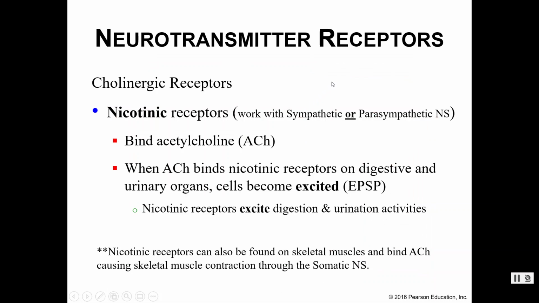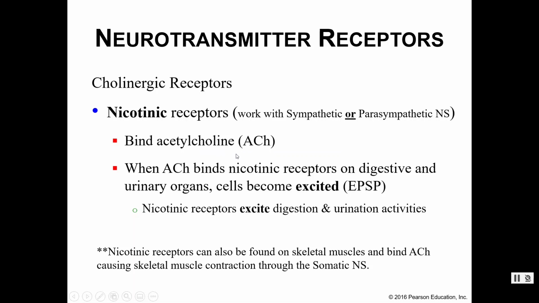Now let's do cholinergic. Remember, we do ultimately have two types of cholinergic. First, we're going to do nicotinic. Your nicotinic receptors can work with your sympathetic system, your parasympathetic system, and I'm going to blow your minds, they can also work with your somatic nervous system. Science. Now, since these are cholinergic, they do bind acetylcholine.